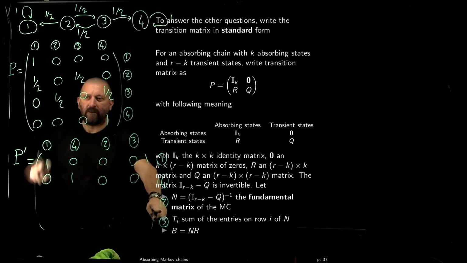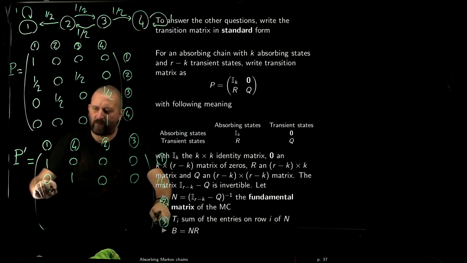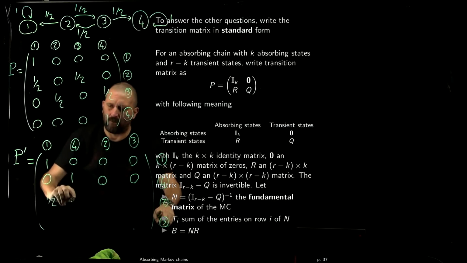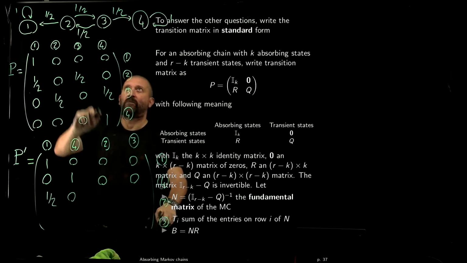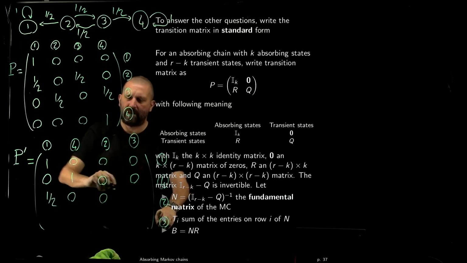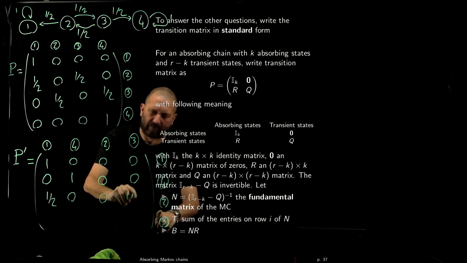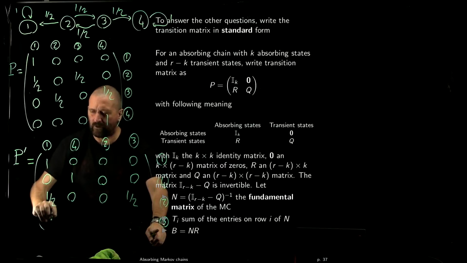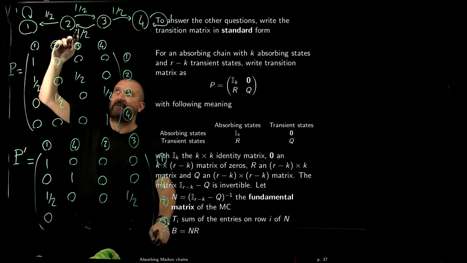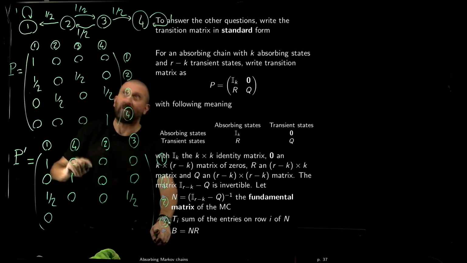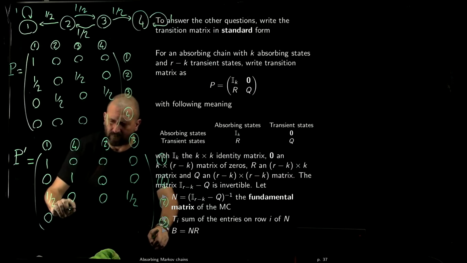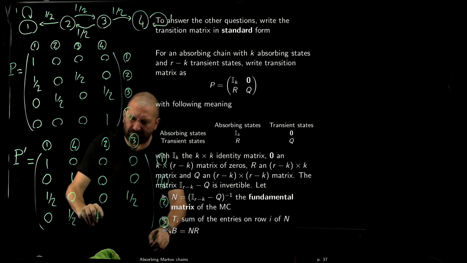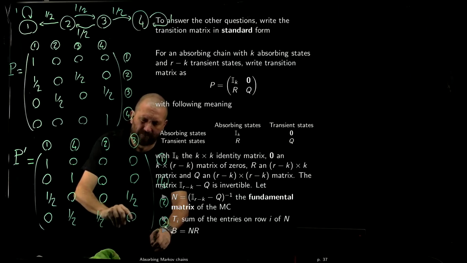From 2, can I go to 1? Yes, with probability 1/2. From 2, can I go to 4? No. From 2, can I go to 2? No. And from 2, can I go to 3? Yes, with probability 1/2. And finally, from 3, I can go to 4, sorry, I cannot go to 1. From 3, can I go to 2? Yes, with probability 1/2. And I cannot go to 3.